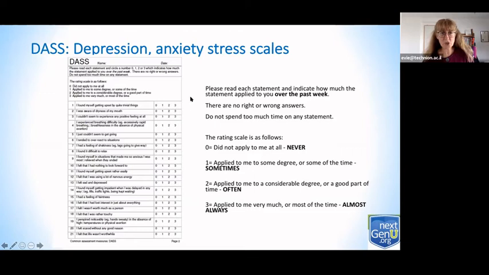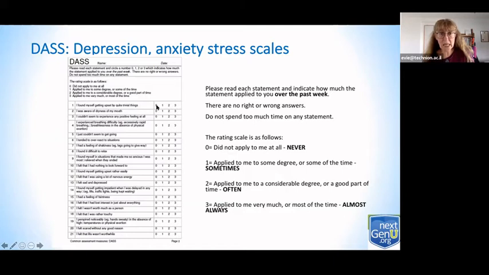And these are the instructions. It says, please read each statement and indicate how much the statement applied to you over the past week. There are no right or wrong answers. Do not spend too much time on any statement. And the rating scale is as follows. Here it is here, 0, 1, 2, 3.